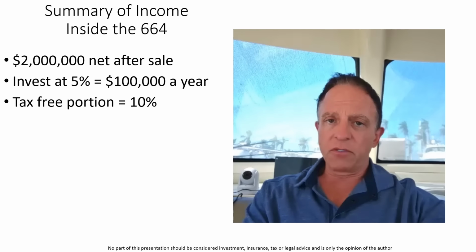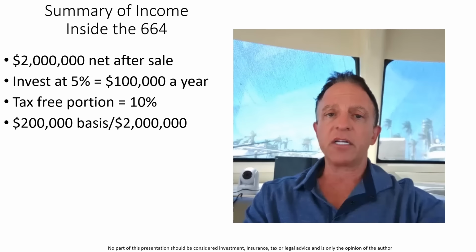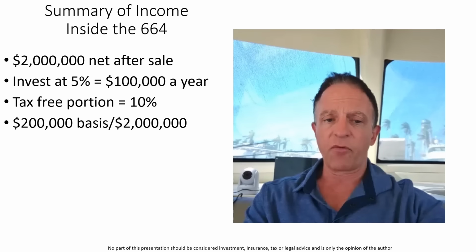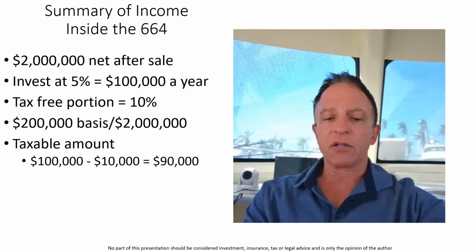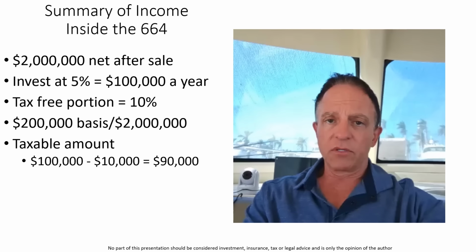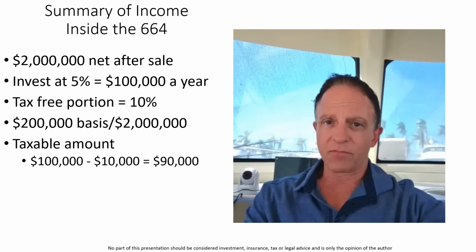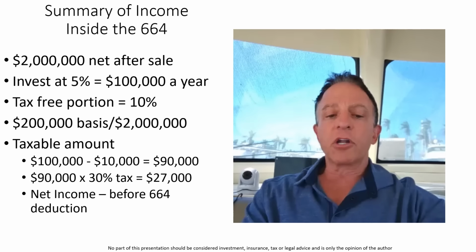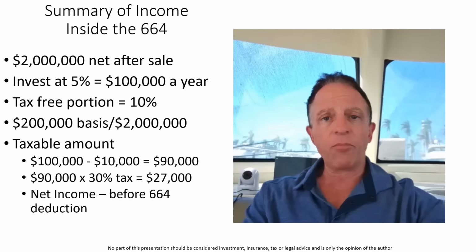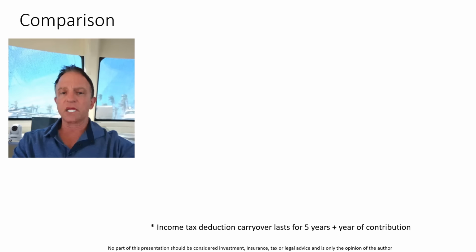The tax-free portion is 10%. Remember, that was the ratio of the remaining basis divided into the value of the contribution to the 664. So now the taxable amount is $90,000. So we have $100,000 gross, 10%, $10,000 is tax-free. It's going to get better because I'm going to show you something else here in just a second. But you're going to have a taxable event per year of 90 grand. You're going to pay $27,000, assuming the same bracket of income tax. So your net income is $63,000.